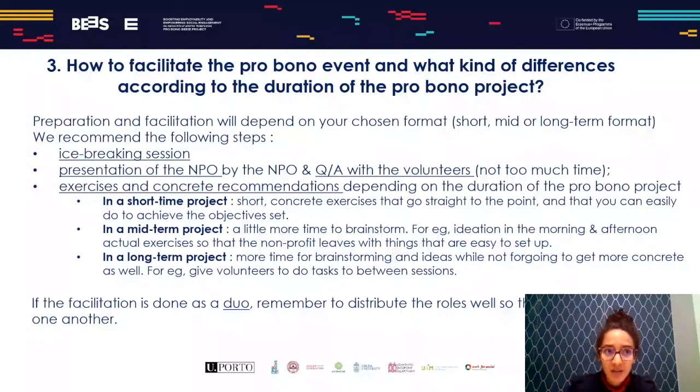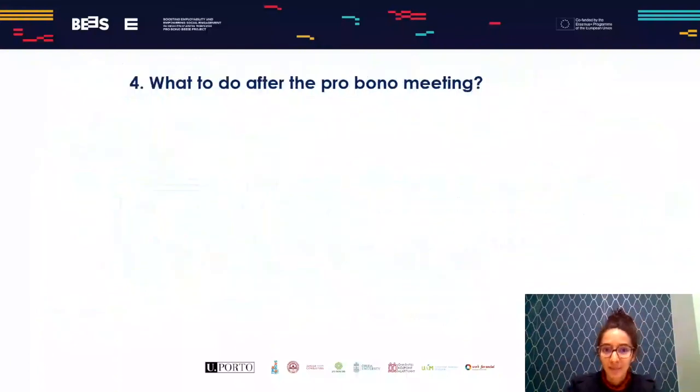If the facilitation is done as a duo between a mentor and a student or between a member of the organizing staff and a student, remember to distribute the roles well to complement one another. For instance, the student can try to lead the session to increase his or her skills. The mentor or most experienced person should be there to support him or her. Do not hesitate to intervene if the student is unable to explain an exercise or maintain order. The mentor is also there to share his or her experience. You should leave room for the student but intervene when necessary.